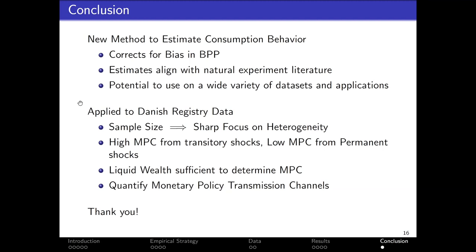We've applied it to the Danish registry data. We have this huge sample size, which allows us to get sharp focus on heterogeneity. We find high MPCs from transitory shocks and low MPCs from permanent shocks, at least relative to some of our theories. We find liquid wealth is sufficient to determine MPCs, and we're able to quantify monetary policy transmission channels.